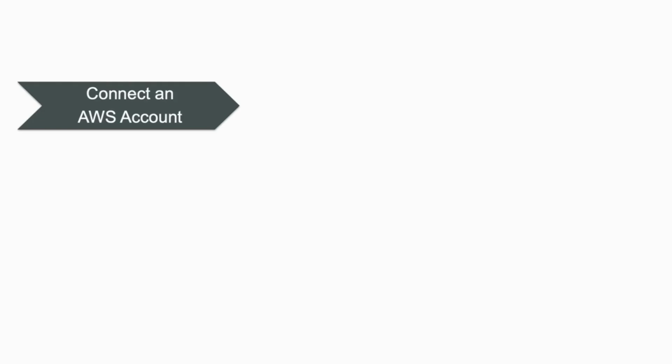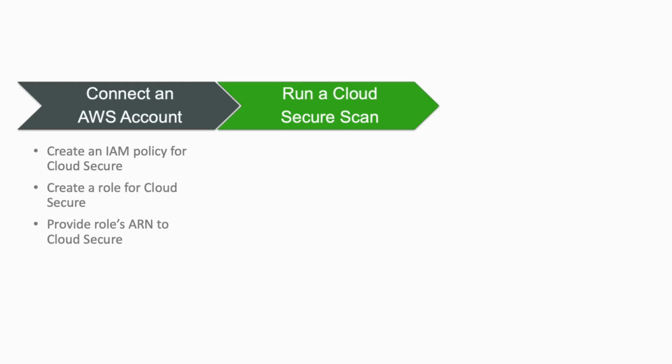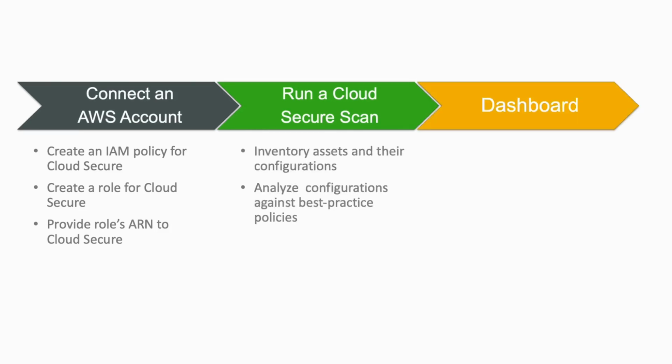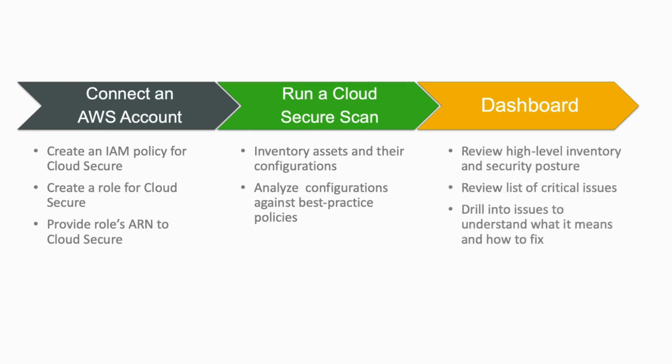Let's get started. We will go through 3 steps to establish CSPM for an AWS account in Halo Cloud. First, we will connect an AWS account to Cloud Secure. Second, we will run a Cloud Secure assessment of the connected account. Third, we will review the account security and compliance posture.